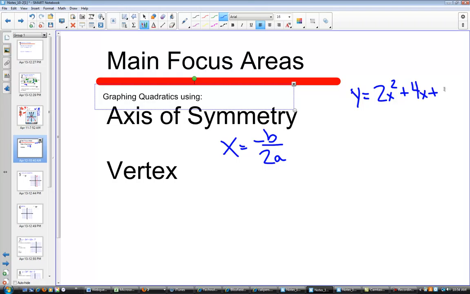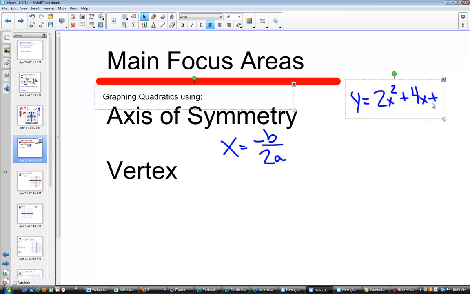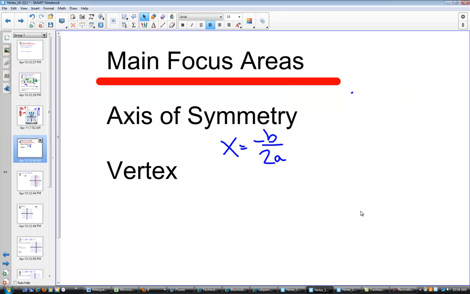4x plus, oh, I want to come up with one that works. Hold on. I can't get it to delete. All right, let's do, oh goodness, I'm having a hard time. Hold on.